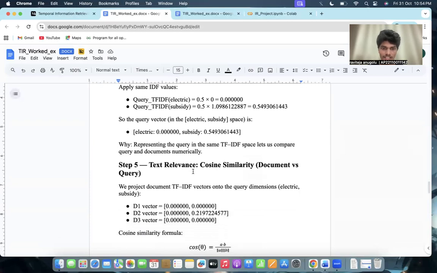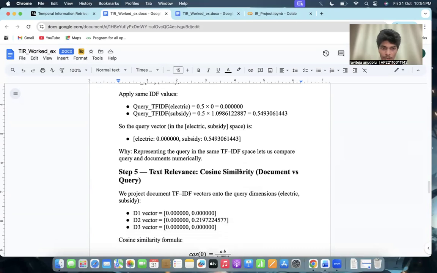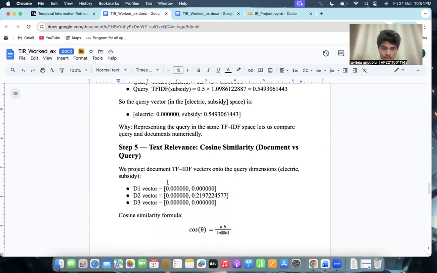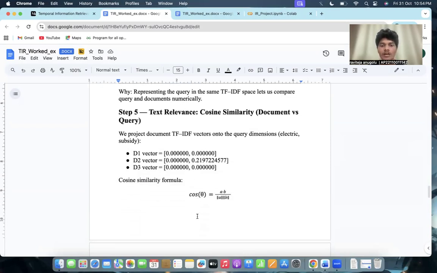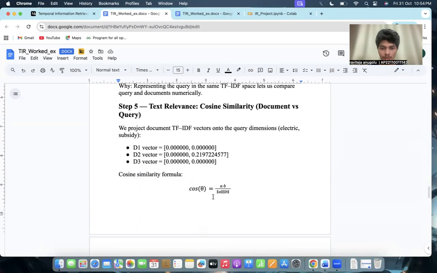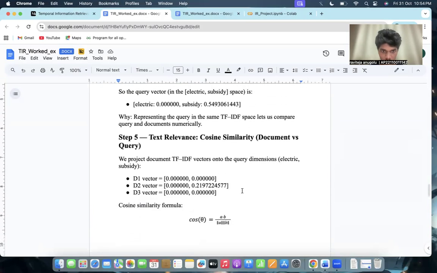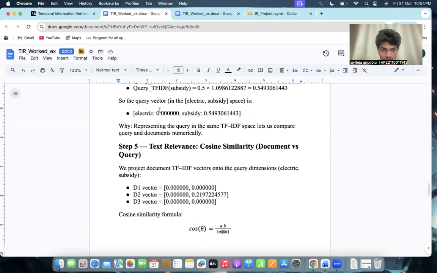Moving on to the next step, we will be calculating percent similarity between the document and the query. For the document, the provided or generated values will be here for document 1. These are the values. For the cosine similarity formula, we have cos theta equal to a dot b divided by mod a into mod b. This is for the query, and this is for D1. Let's revise how it is getting calculated.